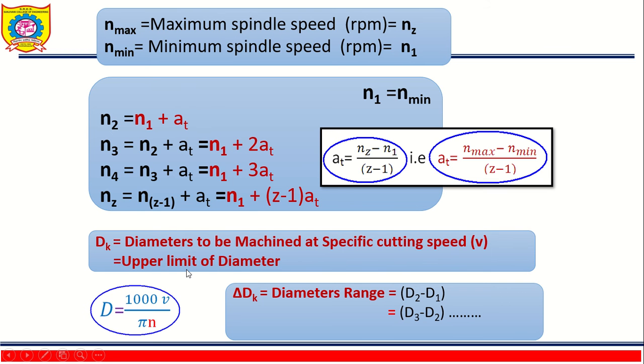Again, dk is the diameter to be machined at a specific cutting speed. It can be the upper limit of the diameter. And d will be equal to 1000 times v upon pi times n, and delta dk is the diameter range, like d2 minus d1, d3 minus d2.